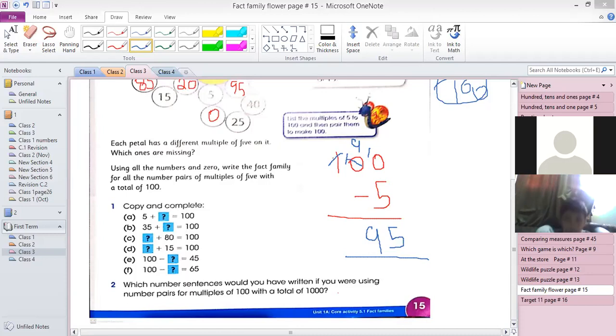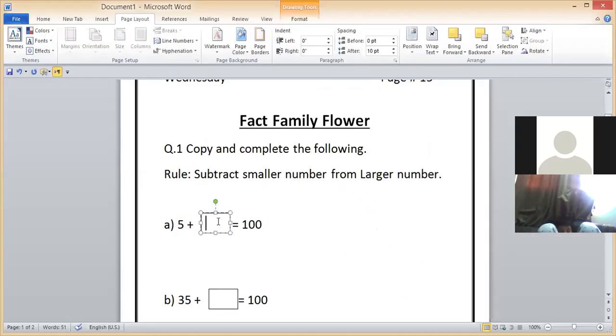0 asks for 1, but this 0 doesn't have anything. So this 0 takes 1 from this 1 first and becomes 10. Then this 10 gives 1 to the next 0, and it becomes 9. 10 minus 5 is 5. 9 minus 0 is 9. 0 minus 0 is 0. So the answer is 95. You will write 95 here. Is it clear, guys? Yes.